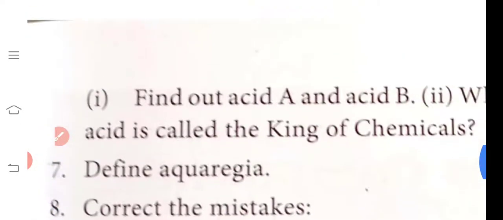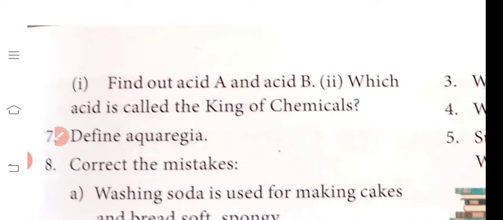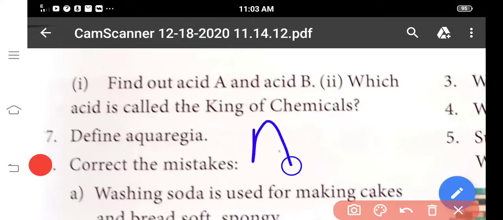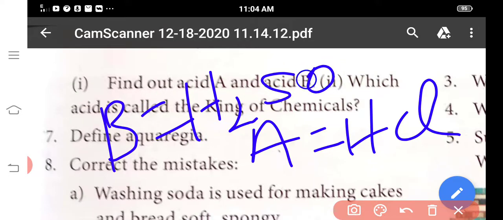Listen. Find out acid A and acid B. The first one, only 1 hydrogen released, that is called a monobasic acid. 2 hydrogens means a dibasic acid. So A is HCl. Mono means only 1 hydrogen, no? So A is HCl. Dibasic acid means B has 2 hydrogen atoms, no? So B is H2SO4. Okay, the first question's answer is finished.